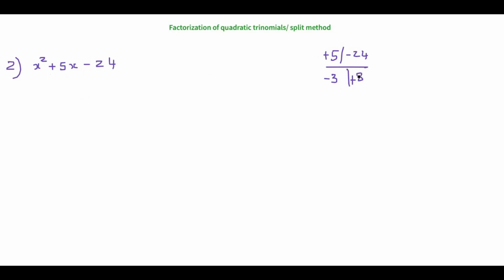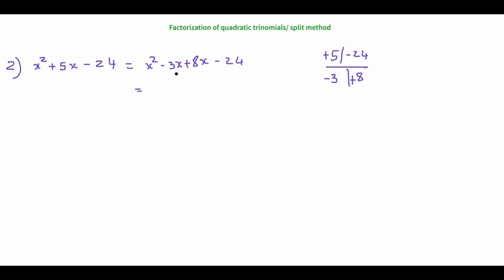And now when you multiply these two, minus 3 times 8 will give us minus 24. Now we have done our splitting. Now let's start the question. So x square will be written as such. In place of 5x, I will write it as minus 3x plus 8x. You can also write it as plus 8x and minus 3x. Both are the same. Now minus 24.